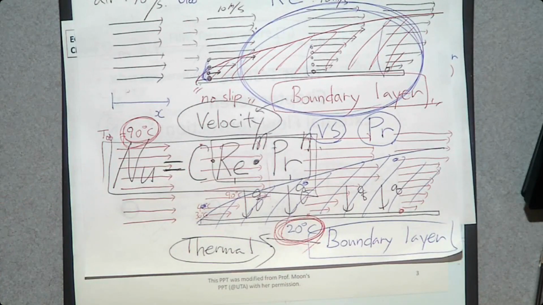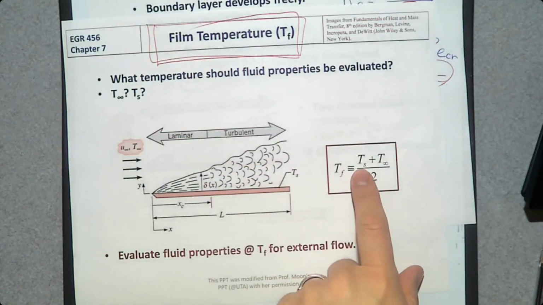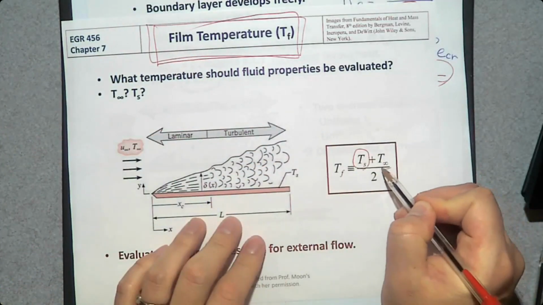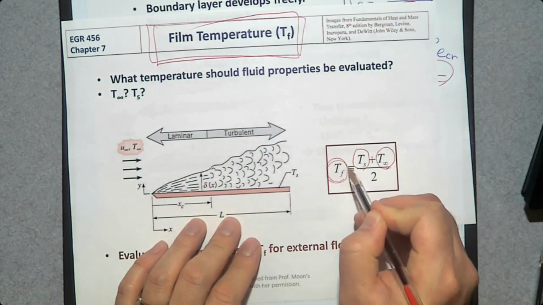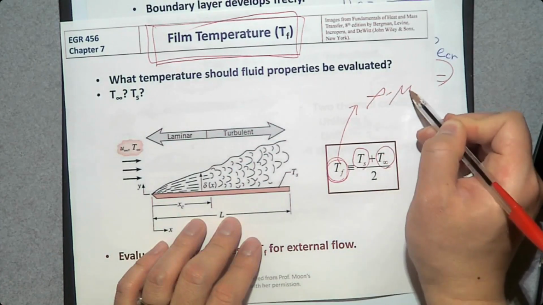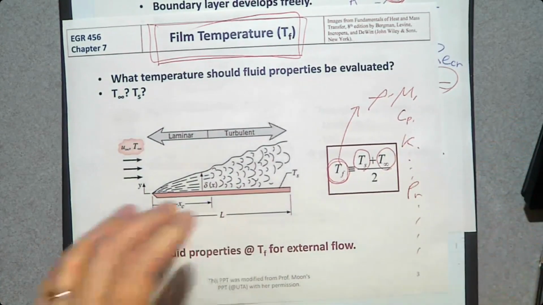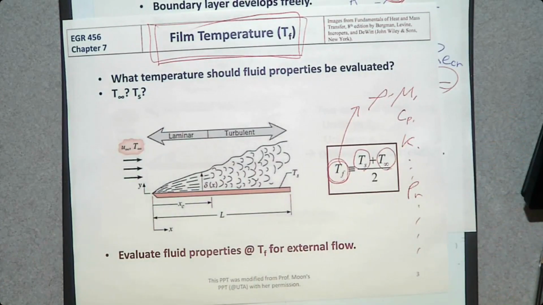But we don't want to randomly select them. So we assume that the temperature of the boundary layer is the average between these two. So the film temperature is the average temperature between the surface Ts and T infinity. That's going to be the film temperature Tf. We use this temperature to determine material properties such as density, dynamic viscosity, specific heat, thermal conductivity, Prandtl number, etc. Okay? That's all you need to know before we introduce Nusselt number correlations.